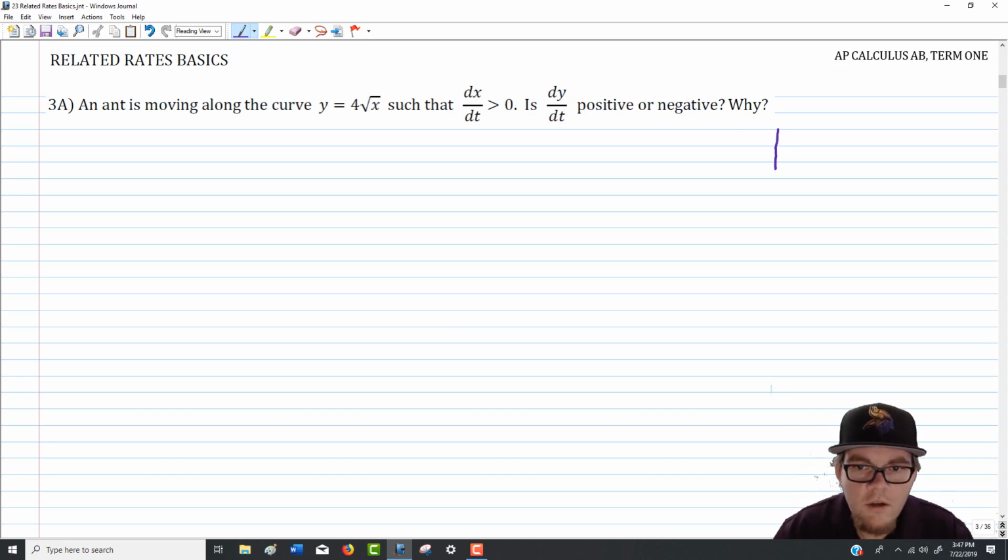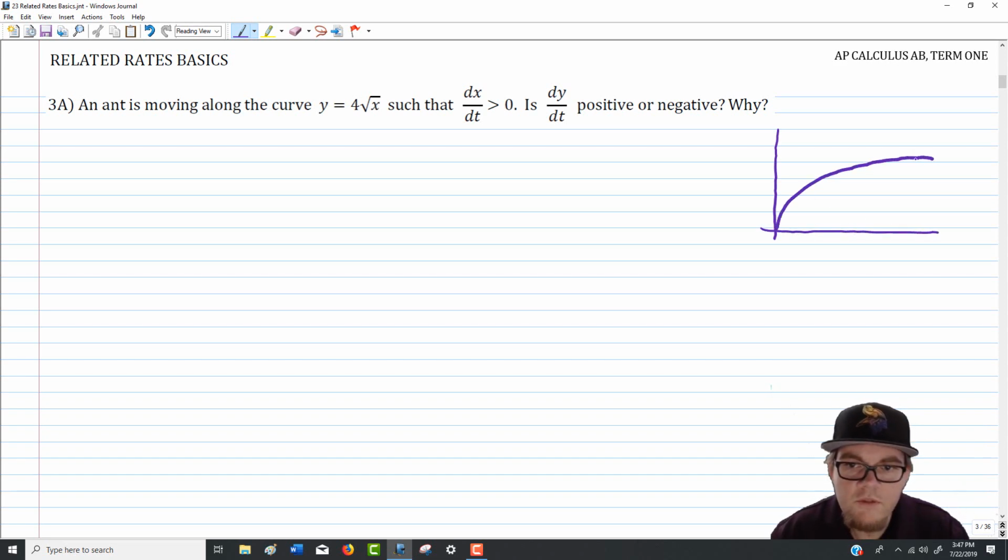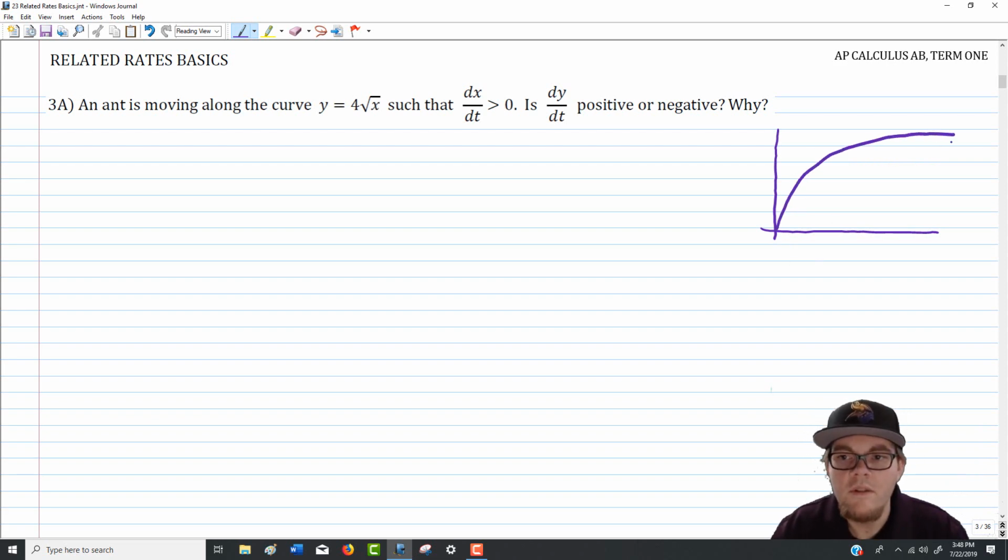So in 3A, we are told an ant is moving along the curve y equals 4 root x. So they're talking about a particular curve. Right here it's describing the ant's path, I guess. But we can sketch what this function looks like. It's a radical, it's been stretched a little bit, maybe even a little bit taller. But there is the curve itself. This is y equals 4 root x. So that's a good start.